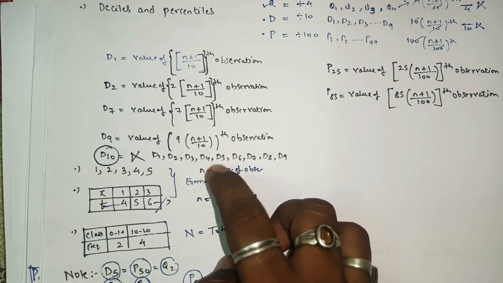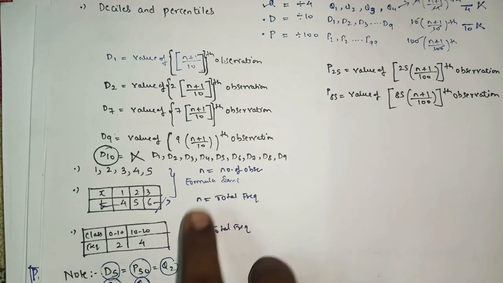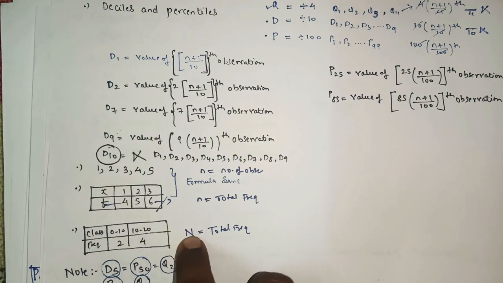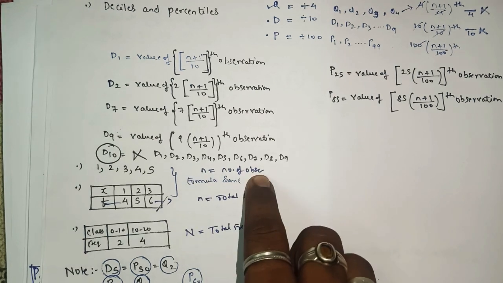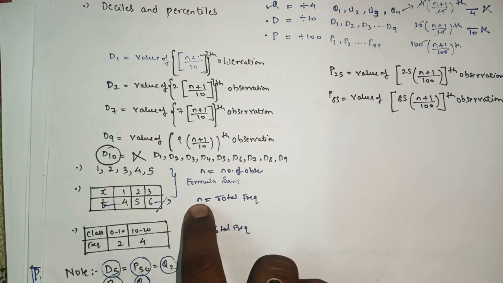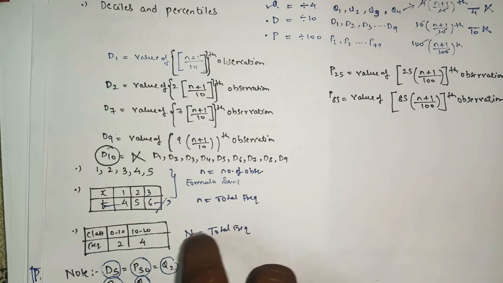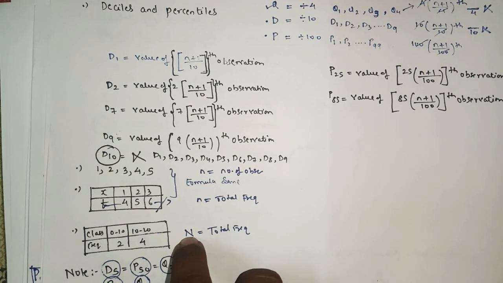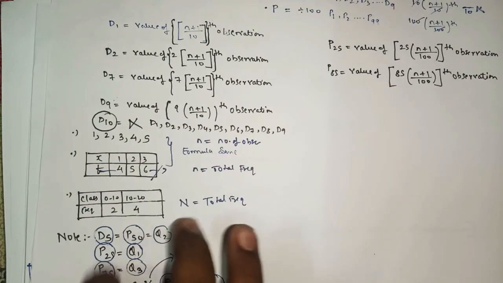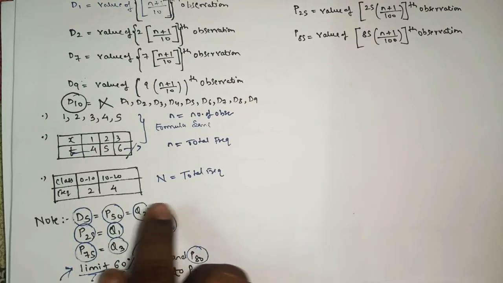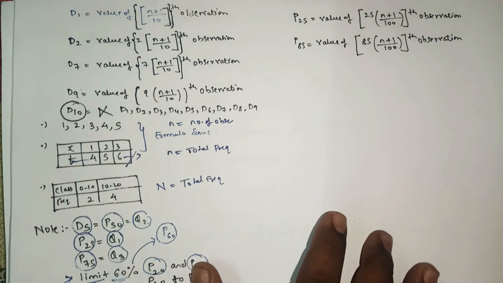For the first and second type we'll use the small n, and for the third type we'll use the capital N. Small n stands for the number of observations for type number 1, and the total frequency for type number 2, and for type number 3 the capital N is known as the total frequency. This small thing you have to remember.